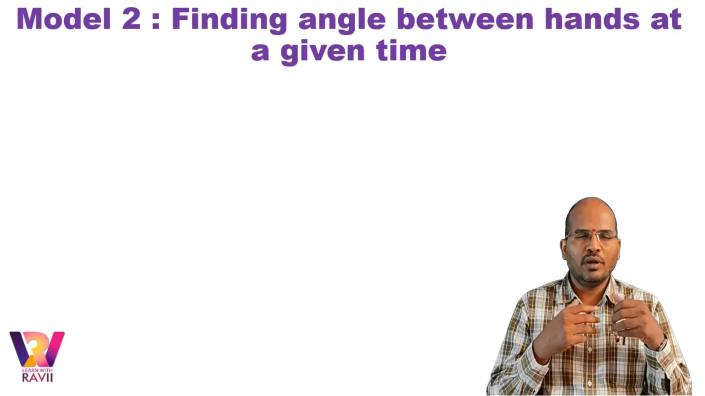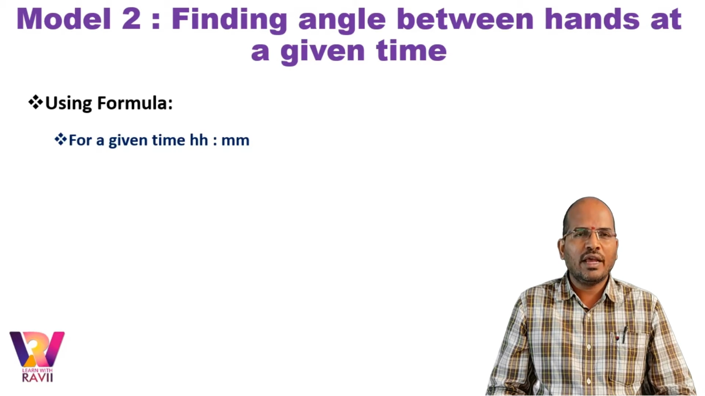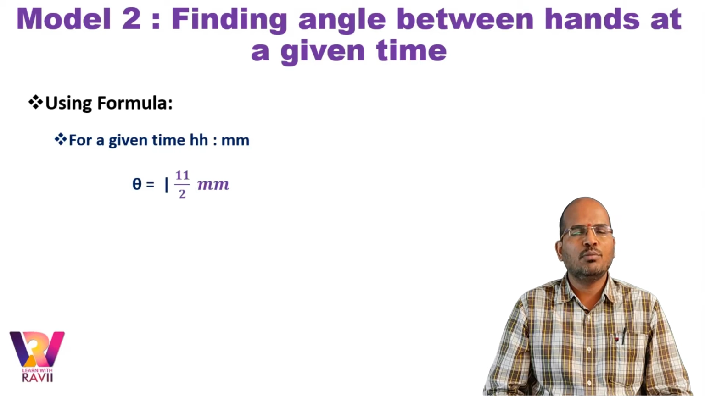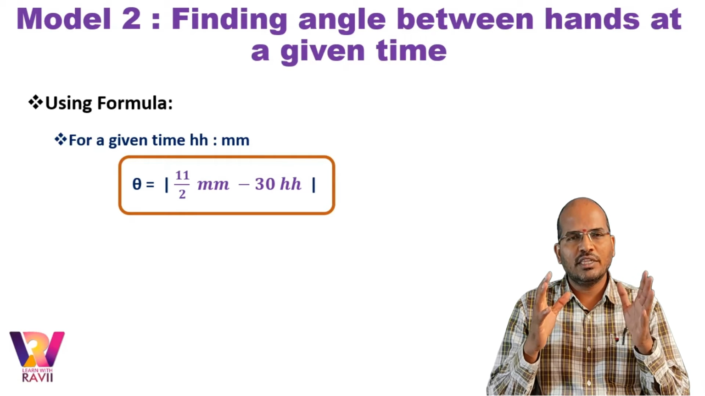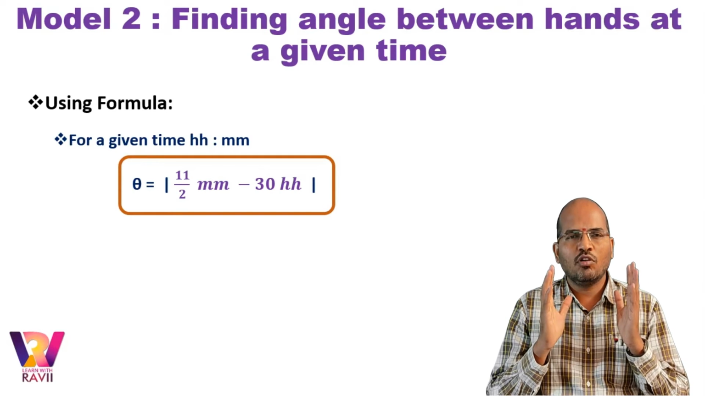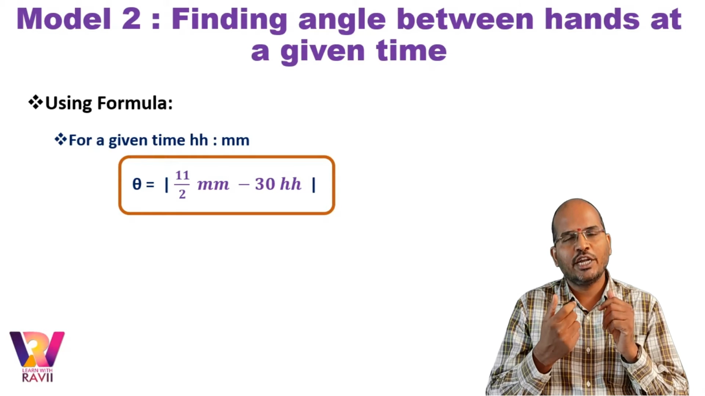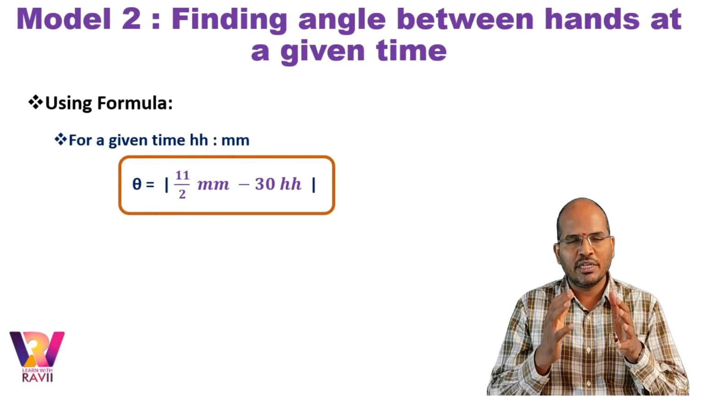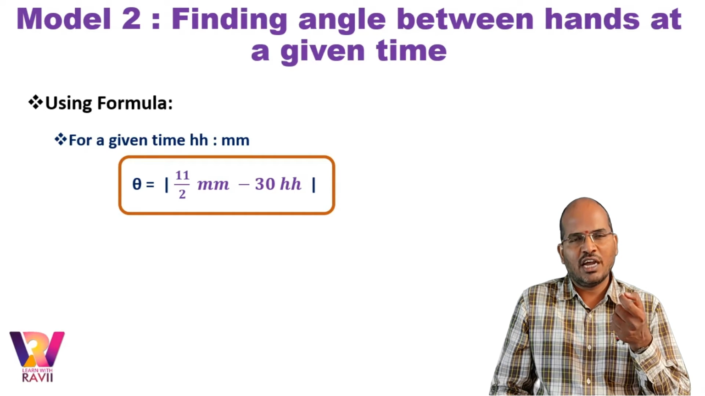People love formulae, people love shortcuts, right? So for a given time HH:MM, we calculate the angle by the formula theta is the modulo of 11/2 MM minus 30 HH. Keep in mind the formula is enclosed in a modulo. What is a modulo? Modulo will always result in a positive value. If the difference is negative, the negative value is taken as positive. We will see some examples. So MM indicates the minutes part, HH indicates the hours part. So let us start with the examples.